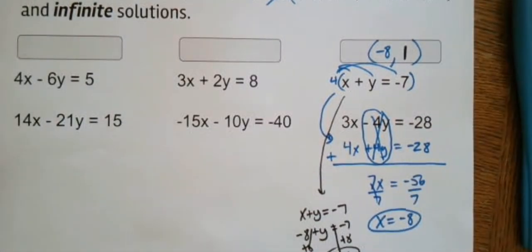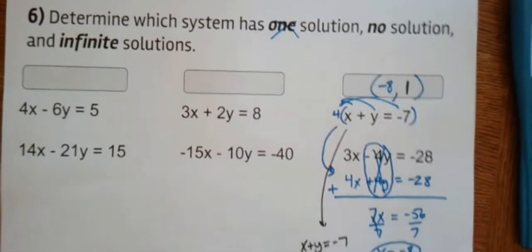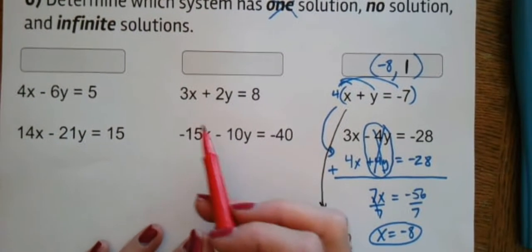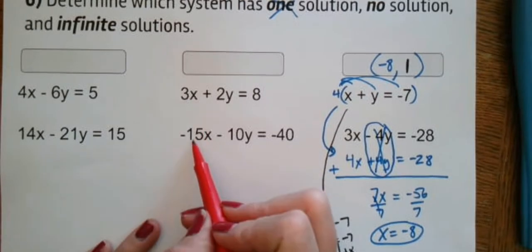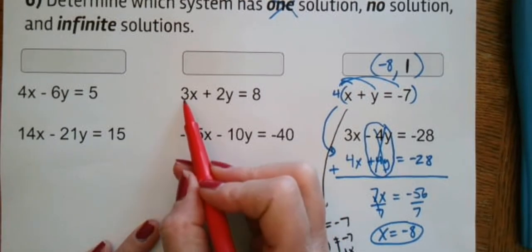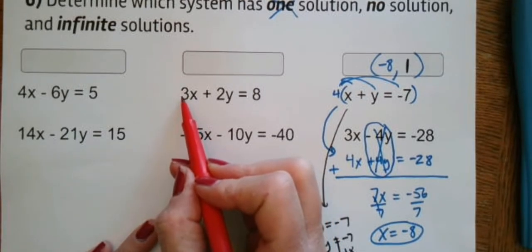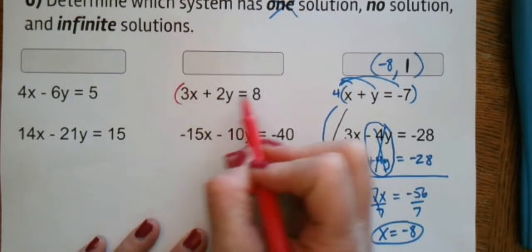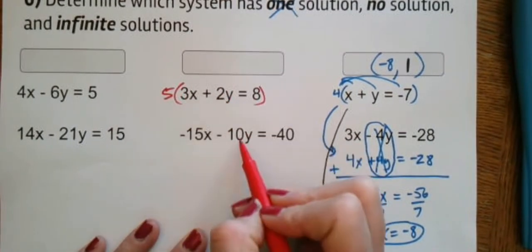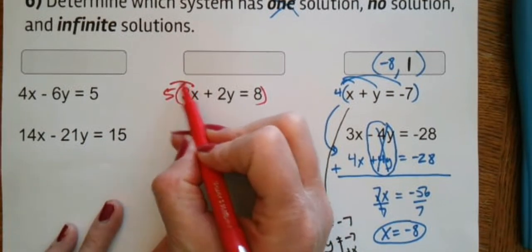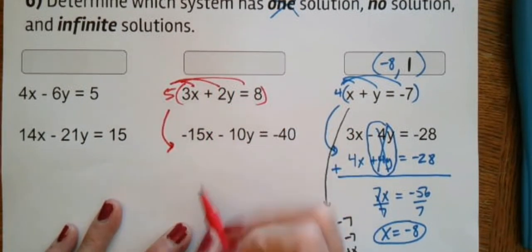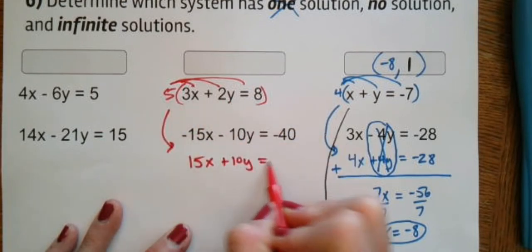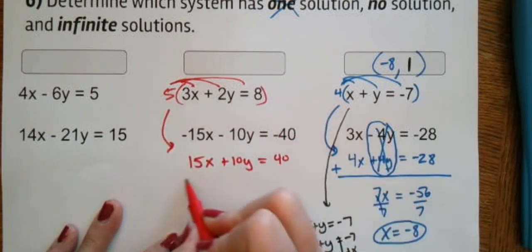Okay, let's go to the middle one. Let's try this one. Well, notice on this one here, the 3 and the -15, if this was +15, then I could get the x's to cancel out. But notice here too, if I multiply by 5, the y's are going to end up canceling out too, aren't they? Can you see that? Let's go ahead and write it right below. So I'd have 15x plus 10y equals 5 times 8, which is 40.